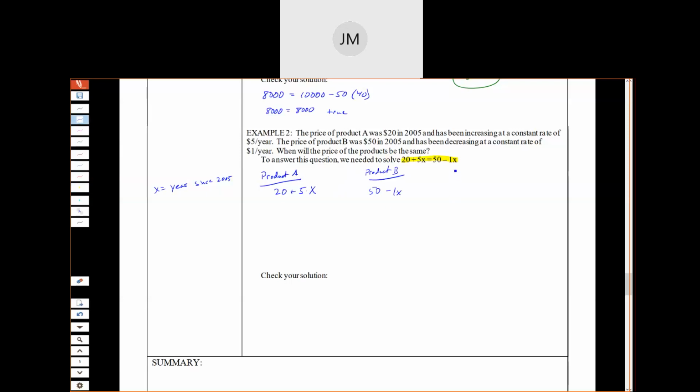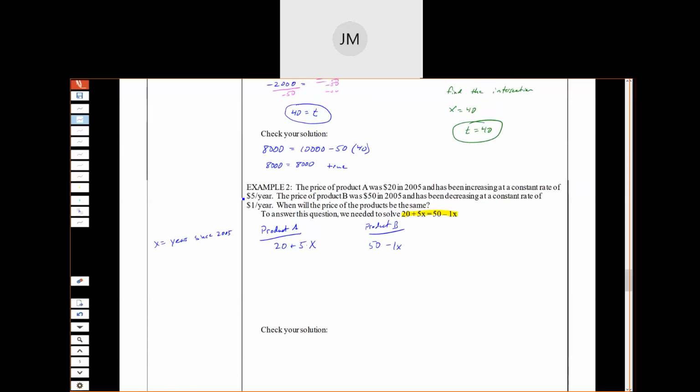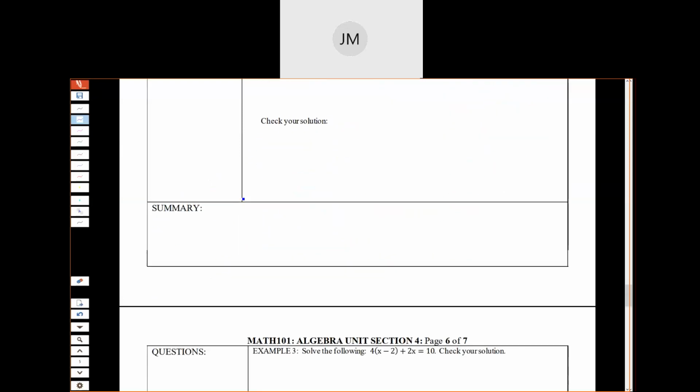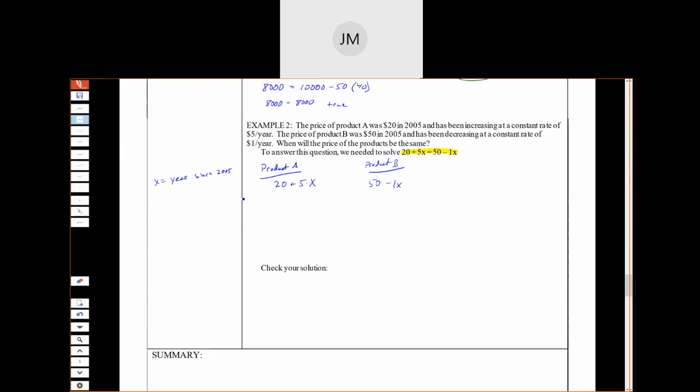All right. So again, you can do this the two different ways. I'm going to show you both. So say method A and B, or method 1 and 2. Okay, so method 1, let's solve this using algebra, right? Equivalent equations. So I'm going to start with 20 plus 5x equals 50 minus 1x.